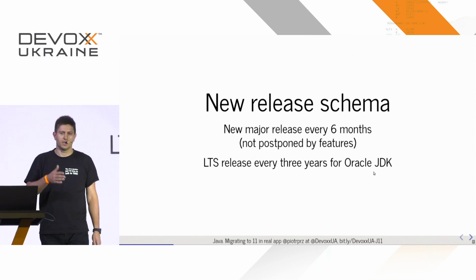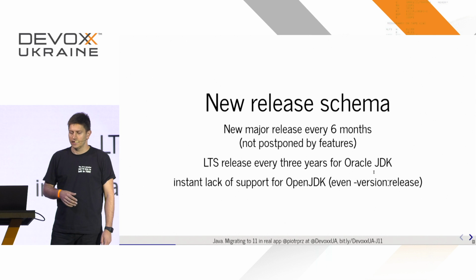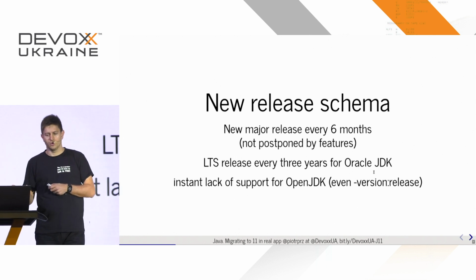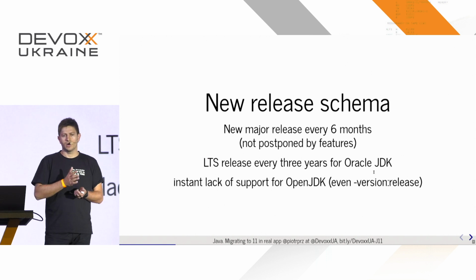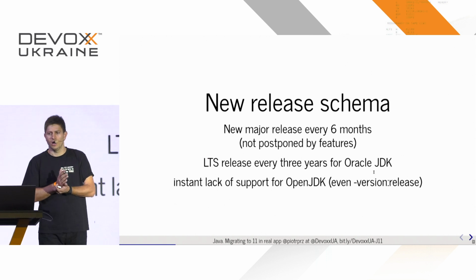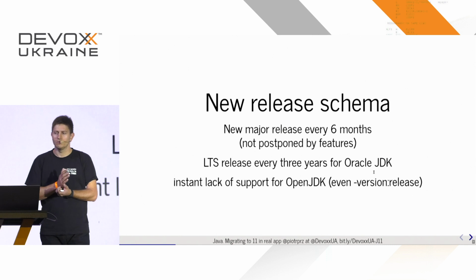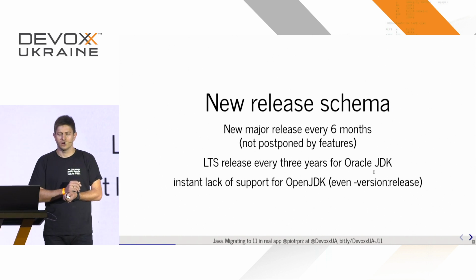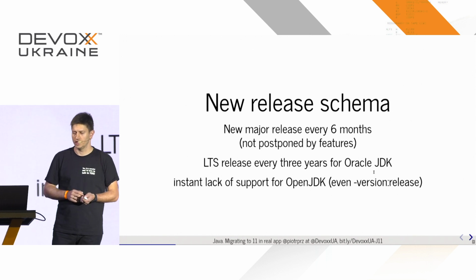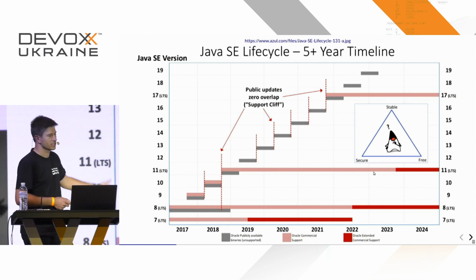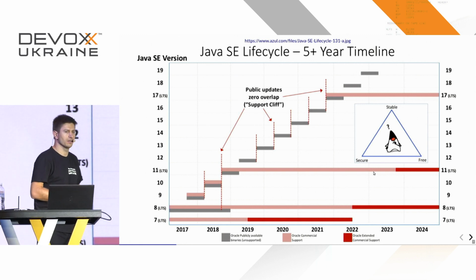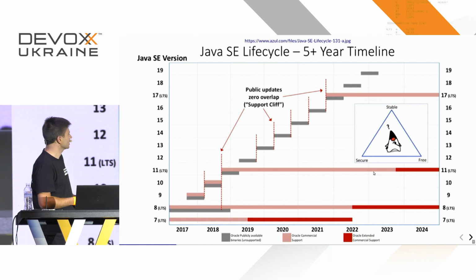So we had Java 11, the next one will be Java 17. And this also means that from Oracle's point of view, there's an instant lack of support for OpenJDK. When Oracle releases a new major version of Java, they instantly stop supporting the previous version of Java in OpenJDK. So there's this slide, you've already seen it during Professor Hosman's presentation.